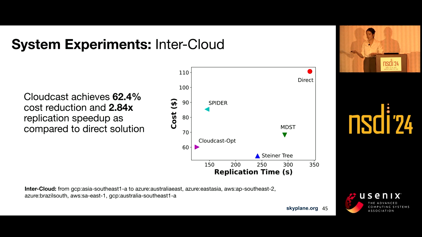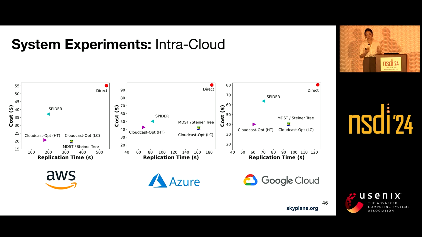We also ran experiments just within clouds. So this is basically transfers running within a cloud, but across multiple regions. The results are less dramatic in these cases because there's a smaller optimization space. But you can still see that even for intra-cloud transfers, Cloudcast has much lower cost and better replication time than other baseline algorithms.